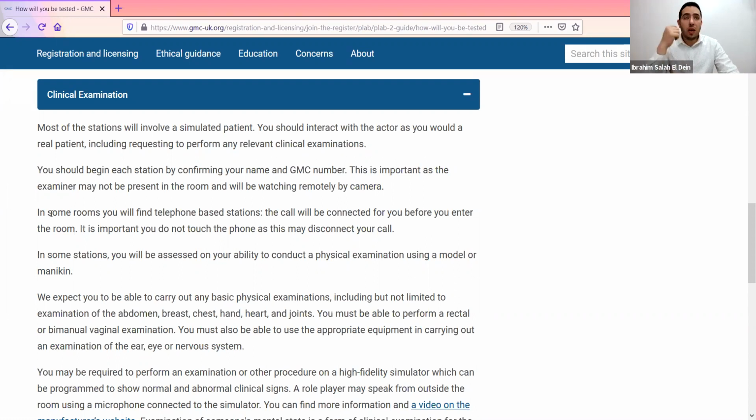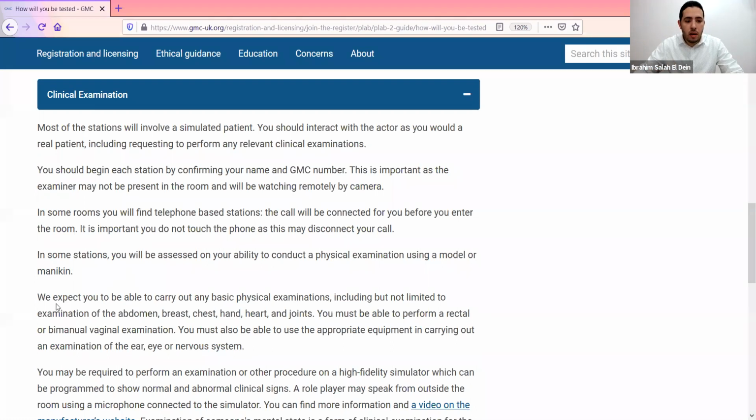And I will give you some hacks to do while doing this telephone. Like if you can't hear the patient, just try to be near the telephone. Try to ask the patient to lower his or her voice. Try to ask the patient to repeat. We will explain this in detail.